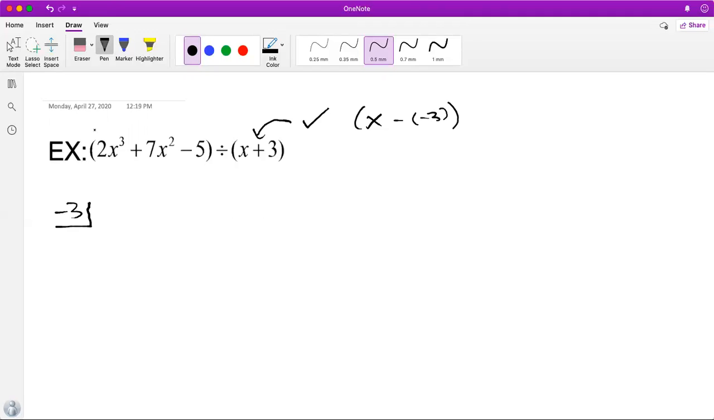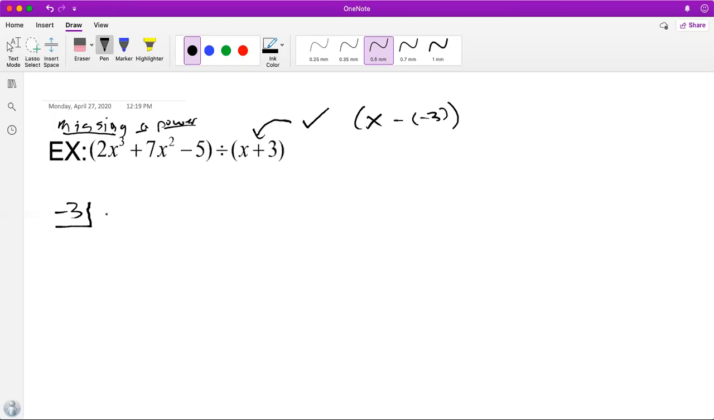The other thing to notice here is that I am missing a power in my dividend. I have x cubed and then x squared and then no x to the first and then straight to the constant. So what that means is that I'm going to have to do a placeholder. We talked about that a little bit in the long division. It's the same concept. If there's something missing, you want to write a placeholder. You really have to do it here or else things get really screwed up.